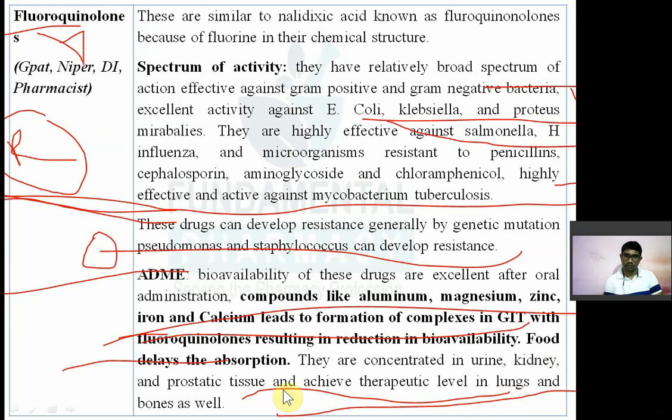Remember, aluminium hydroxide, magnesium trisilicate, zinc, calcium and other metals, if taken together with fluoroquinolones, will form a complex. Again, the same happens with tetracycline. If you take tetracyclines with antacids or milk products, their absorption will be decreased due to chelation. The same is true with these fluoroquinolones.